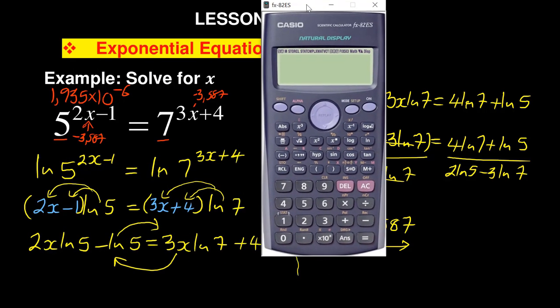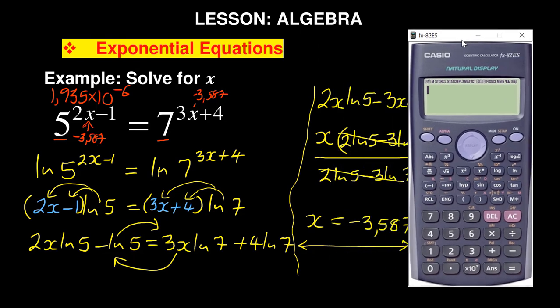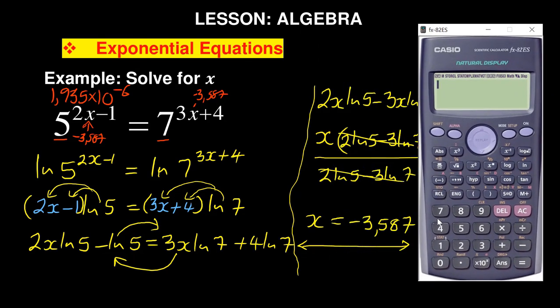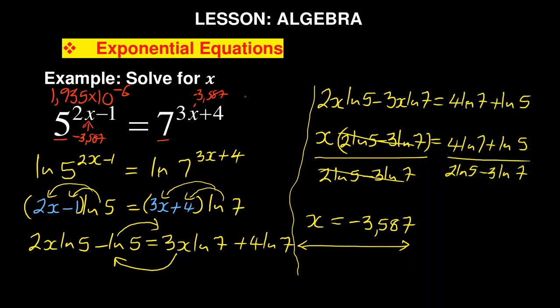Let's try the right hand side again, just so that we can see it clearly. 7 to the exponent 3, and then in this case it is minus 3,587, and then it's plus 4. If you do that, again it's 1,933 times 10 to the power negative 6. You can see this one now gives me 1,933 times 10 to the power negative 6.